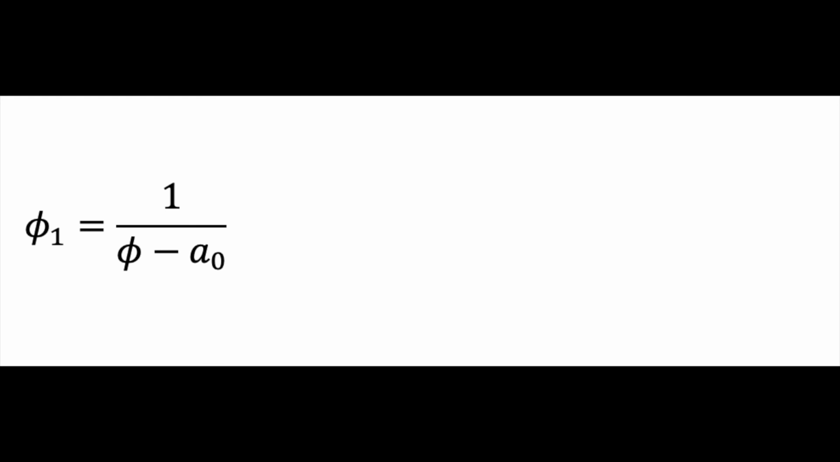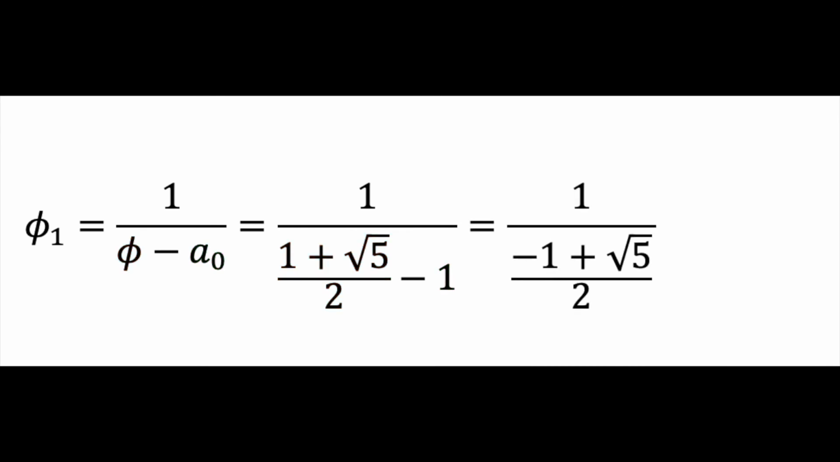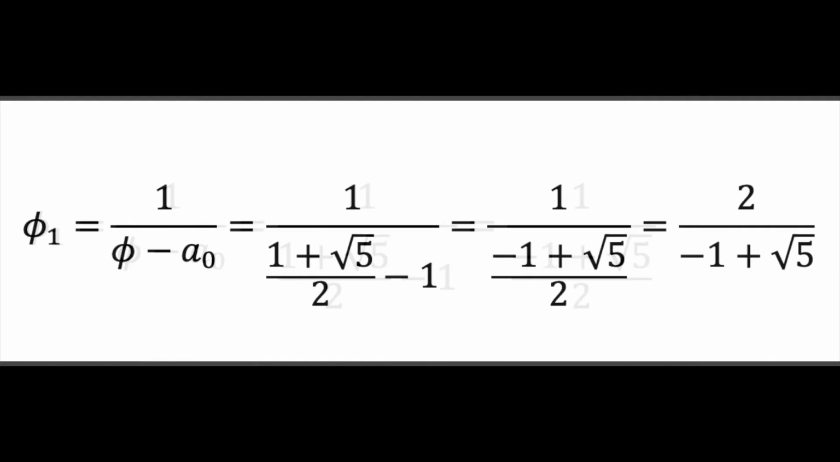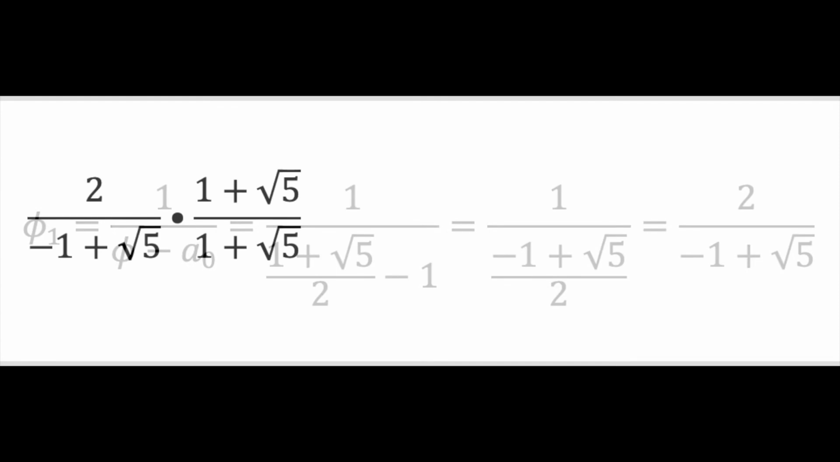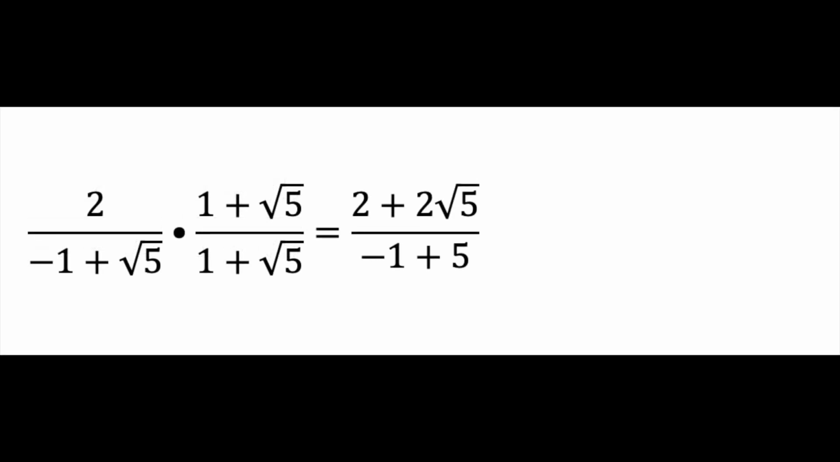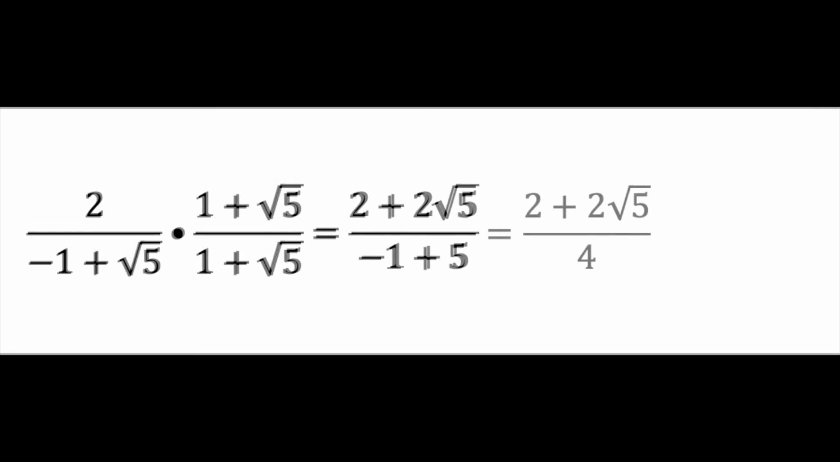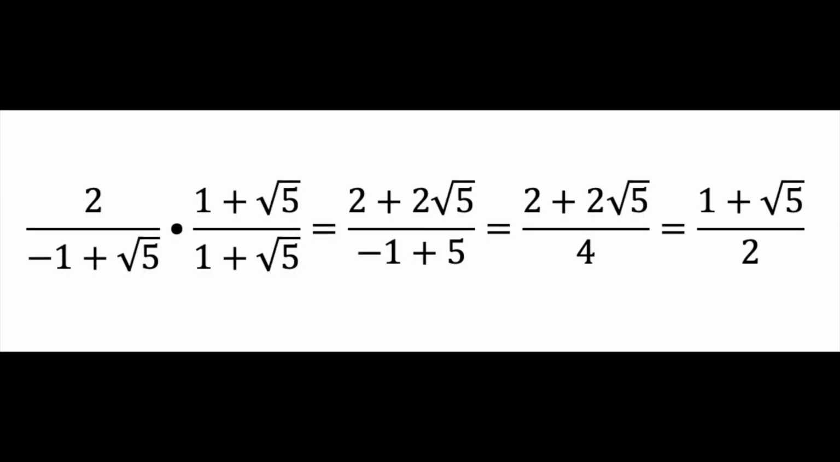Phi 1 is equal to 1 divided by (phi minus a naught), which is equal to 1 divided by ((1 plus the square root of 5) divided by 2, minus 1), which is equal to 1 divided by the fraction (negative 1 plus square root of 5) divided by 2, which is equal to 2 divided by (negative 1 plus the square root of 5). When we rationalize the denominator by multiplying this fraction by (1 plus square root of 5) divided by (1 plus square root of 5), we get (2 plus 2 square root of 5) divided by (negative 1 plus 5), which is equal to (2 plus 2 square root of 5) divided by 4, which is equal to (1 plus the square root of 5) divided by 2, which is phi. Thus, phi 1 is equal to phi.